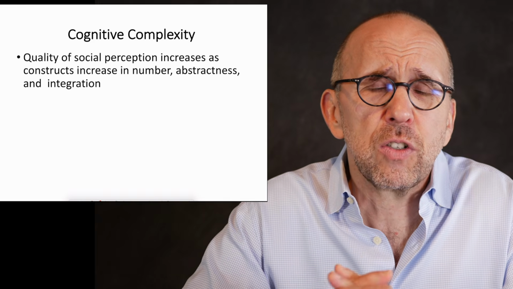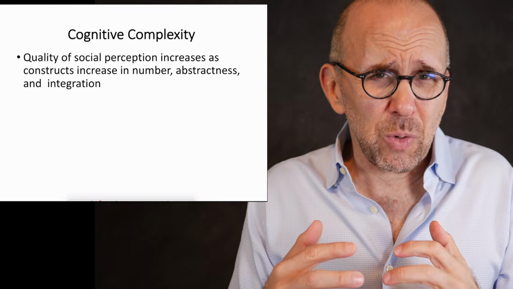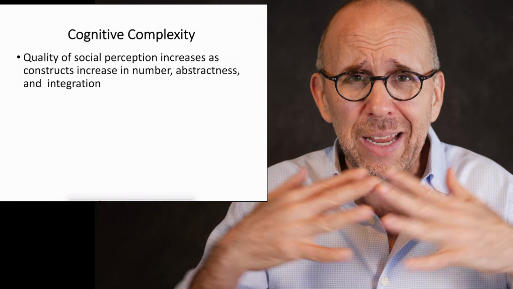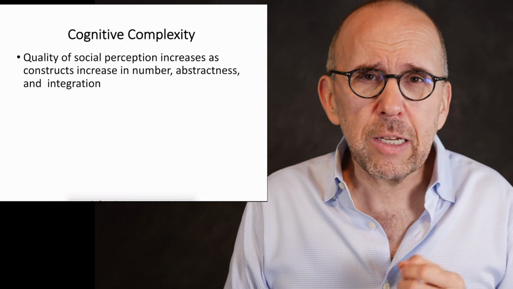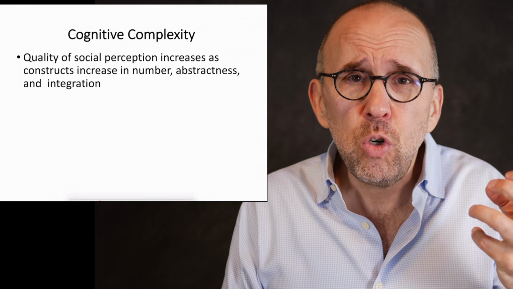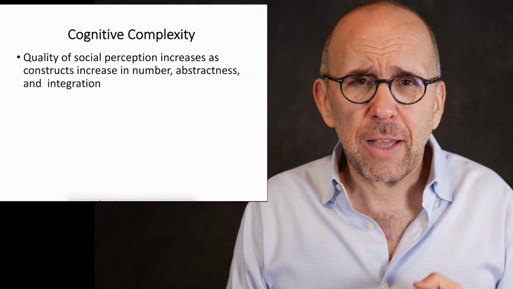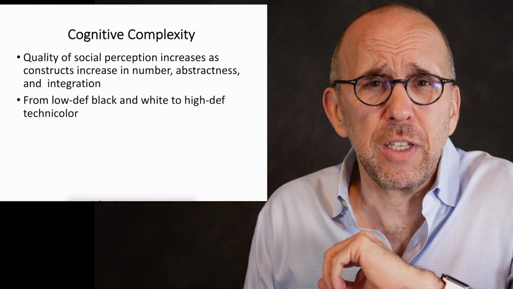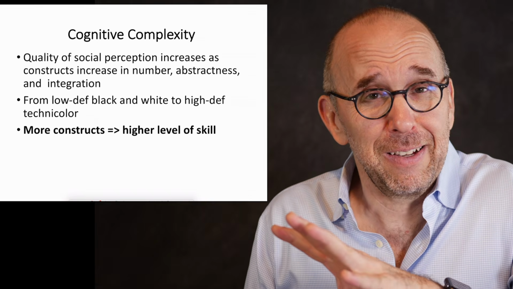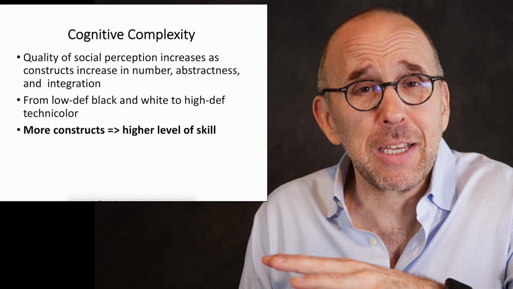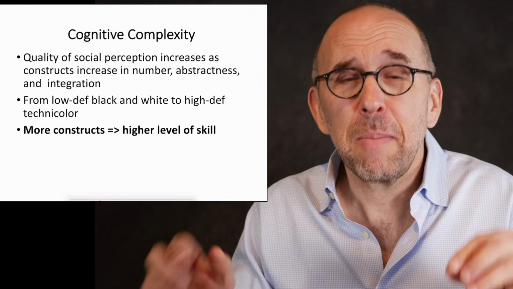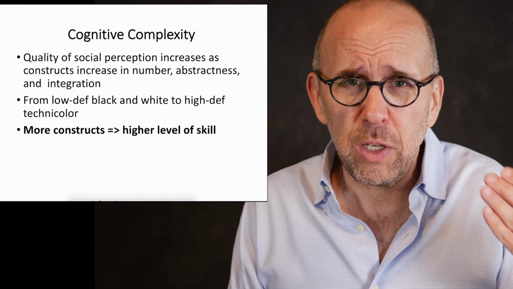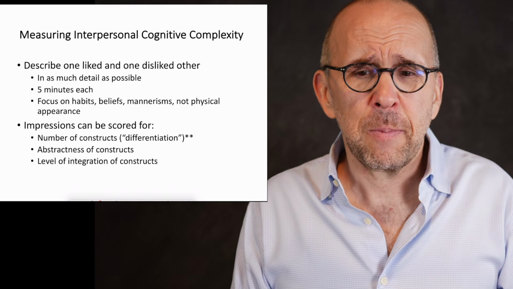We know from lots of research that the quality of our social perception increases as cognitive complexity increases. As we get more dimensions, more abstract dimensions, and more integrated dimensions, we see the world more clearly. Our representations of the social world improve in their complexity and depth and subtlety and nuance. Like I said before, it's like going from seeing the world in low definition black and white to seeing it in high resolution color. The basic idea is that more constructs, more dimensions, means a higher level of social skill. So obviously we want to strive to increase the number of constructs we use in representing other people in social situations. So how do we measure it?